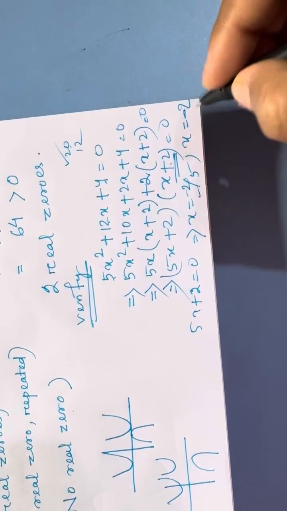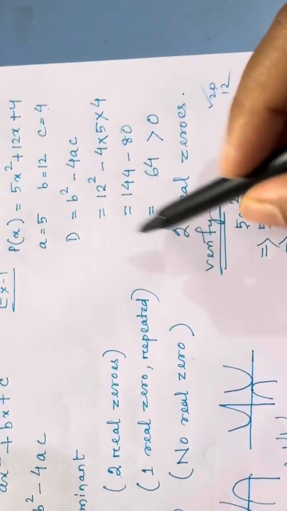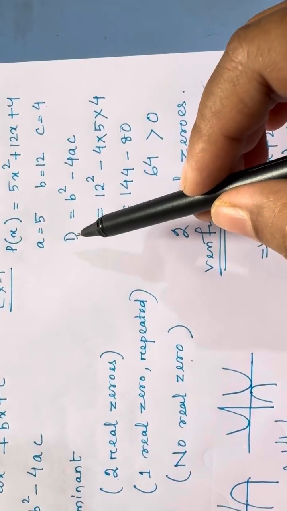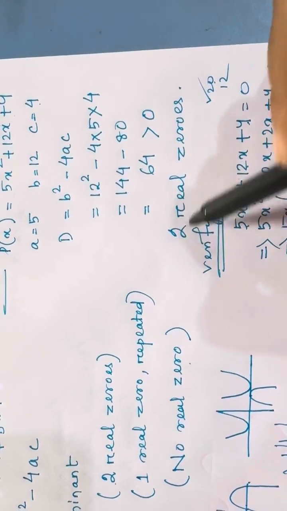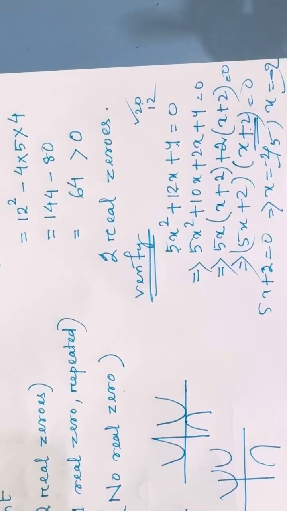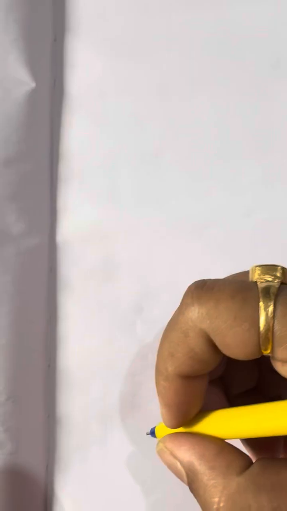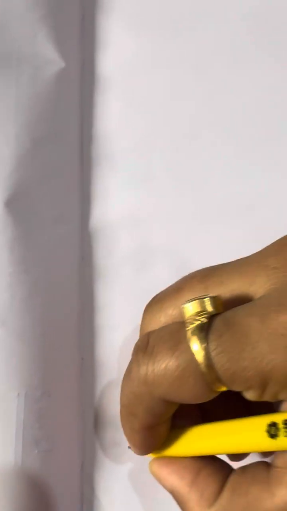So what are the zeros you got? Minus 2 by 5 and minus 2. And by using the discriminant, what conclusion did we get? That two real zeros exist. And in the verification also we found that yes, two zeros are there. So this is the first case. Let's go for the second example.